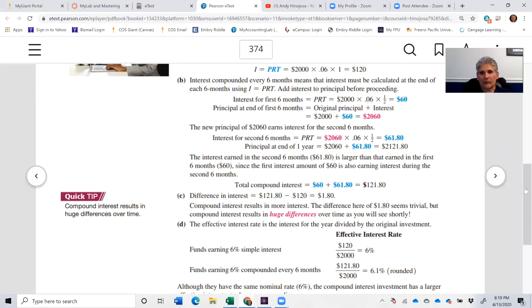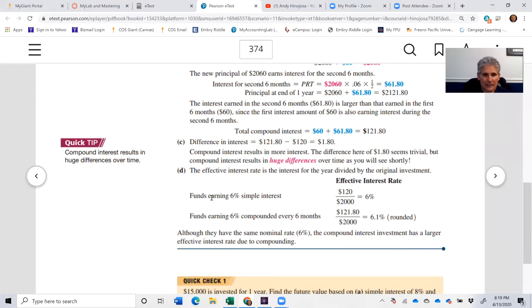Now to find the effective rate, we're going to go ahead and take the computation. If we use the effective rate computation, we're going to use how much interest did we earn in the first option, the simple interest. It's 120 over 2,000, so that's 6%. Now when we look at computing the effective rate, we're going to take what we earned in the second option with the compounding interest aspect. That was 121.80, and we're going to divide it by the principal, 2,000. If we run that number, the effective interest rate we earn is 6.1.